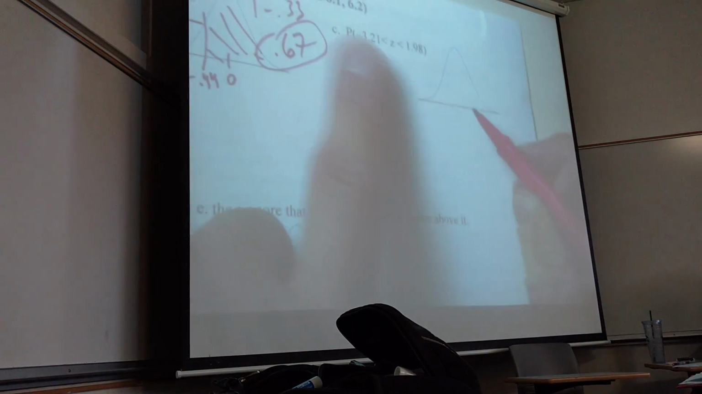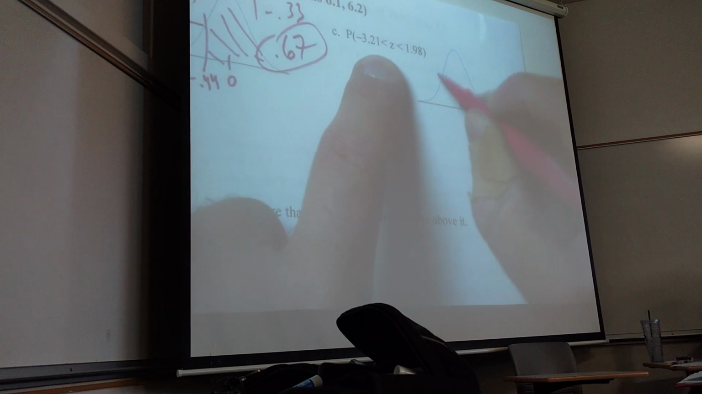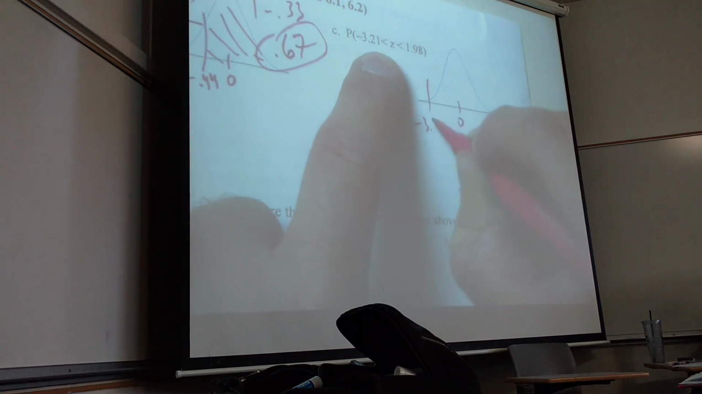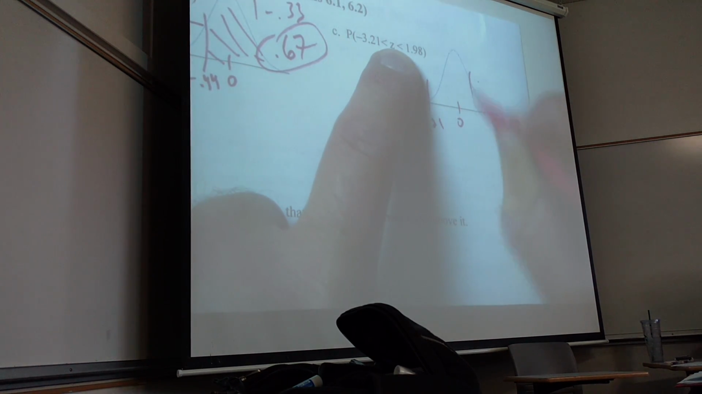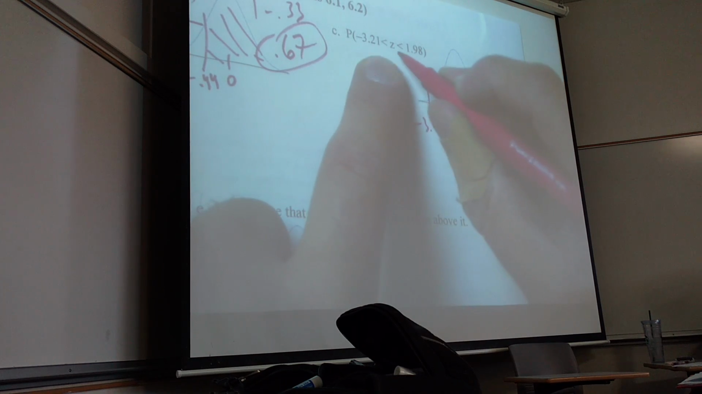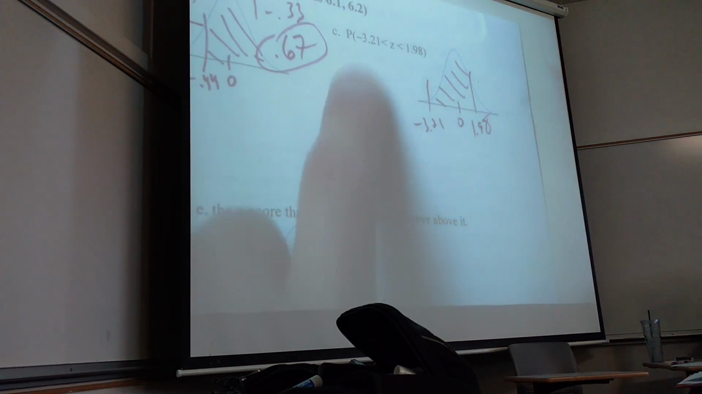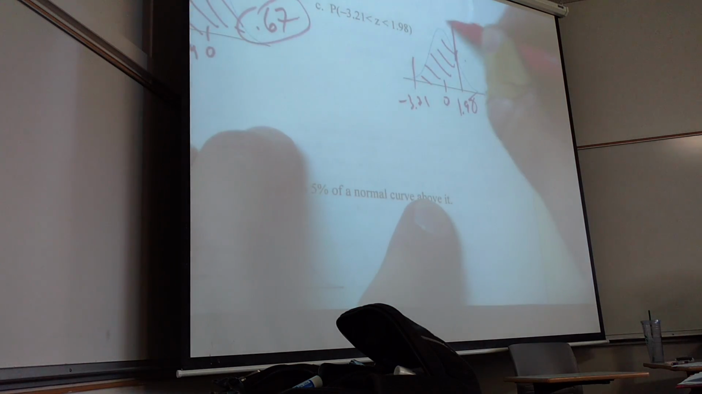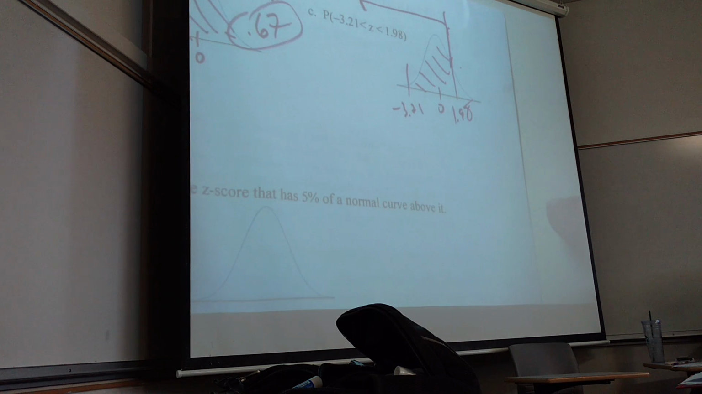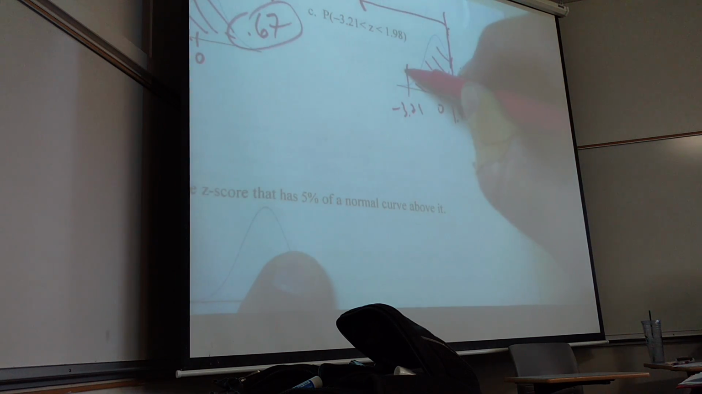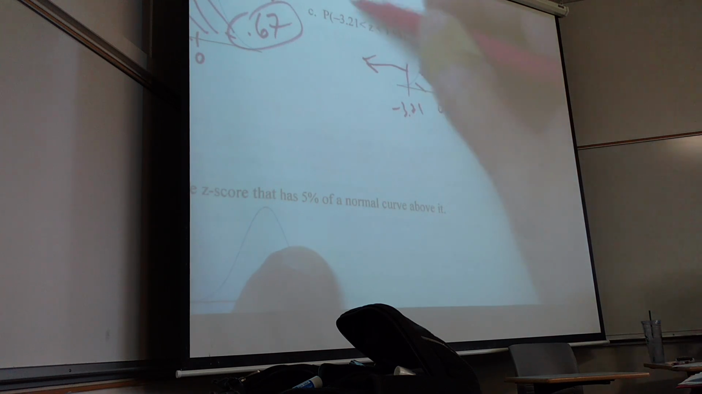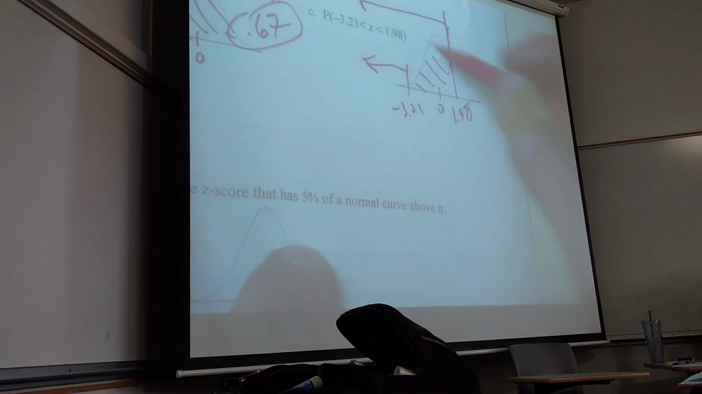Part C, how do I do this here? Negative 3.21, positive 1.98. I want the area between those two. If I look up 1.98, how is that related to the answer? Is it too much, too little? Too much. It's exactly this much too much. You see that? So I take this, which is too much, and I subtract this, and I end up with the answer I want.